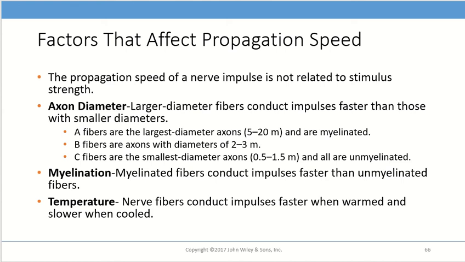The second factor that is going to impact propagation speed is myelination. Myelinated fibers are going to conduct impulses faster than unmyelinated fibers, like what we talked about with the continuous versus the saltatory conduction. And then last but not least is temperature. Nerve fibers are going to conduct impulses faster when they're warmed versus when they're cool. So those are the three things that are going to impact the propagation speed of an action potential.